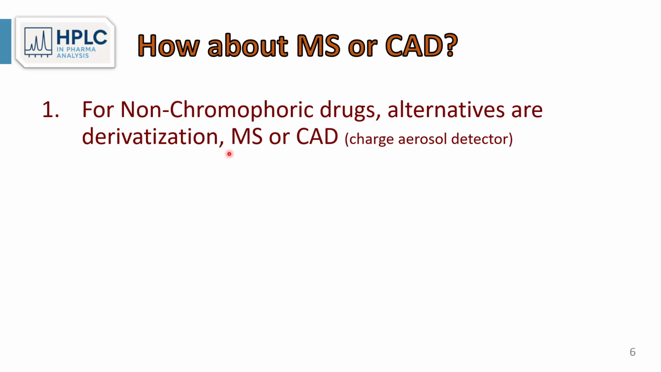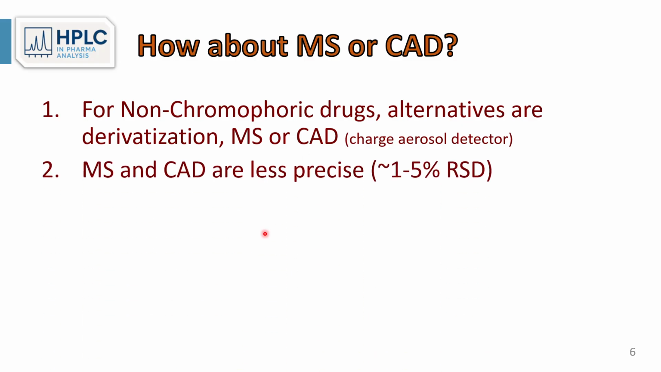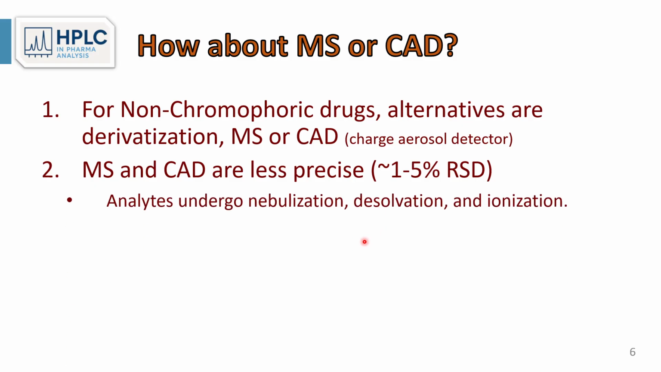Generally, there are two detectors being considered. One is a mass spec, particularly a single quad mass spec, or a CAD, standing for charged aerosol detector. Nevertheless, both mass spec and CAD are much less precise than UV detection, typically about 1 to 5% RSD, which is not really good enough for release testing in QC. This is because with both of these detectors, the analyte undergoes nebulization, desolvation, getting rid of solvent, and also goes through the ionization process.